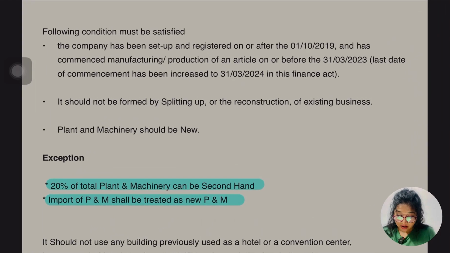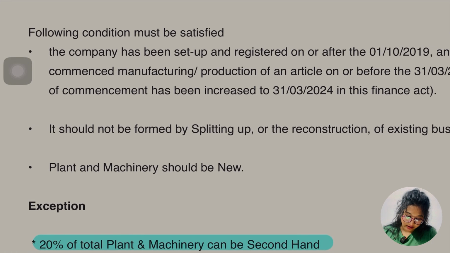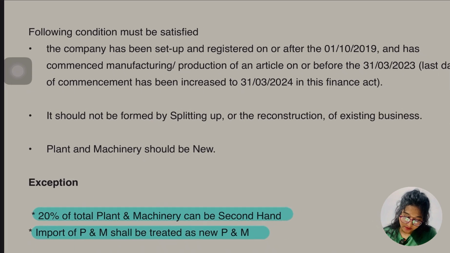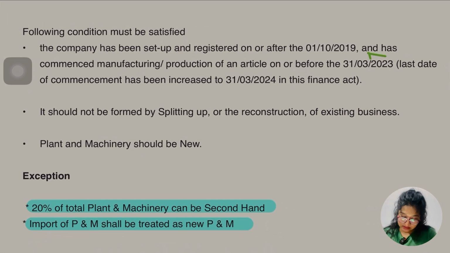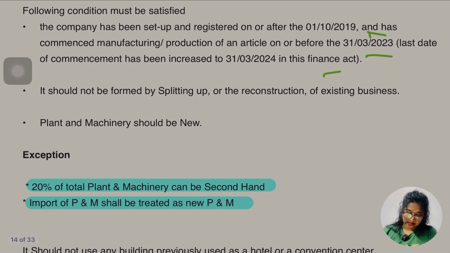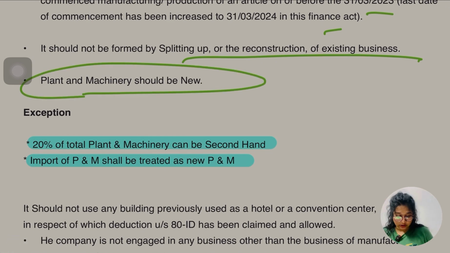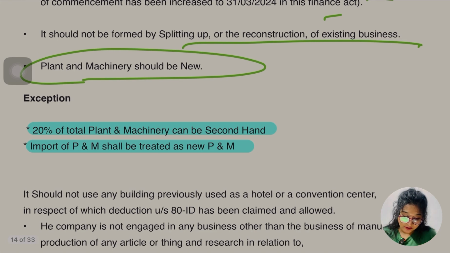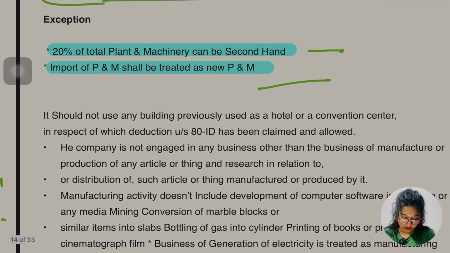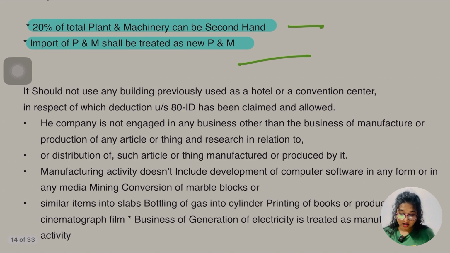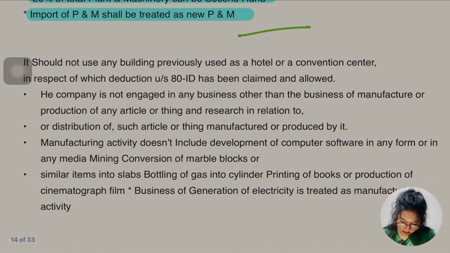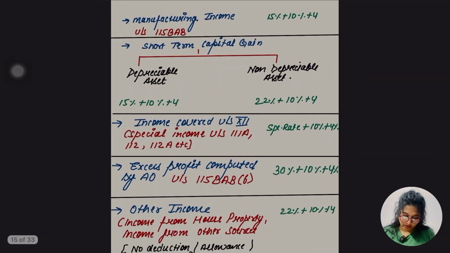Okay, there were some other points mentioned here, so let's go for it. The following conditions must be satisfied. The company has been set up and registered after the specified date, we know this, and commenced manufacturing production of the article on or before the specified date. It should not be formed by splitting or reconstruction, we know this. Plant and machinery should be new, but as I told you, there are two exceptions. 20% of the total plant and machinery can be second hand, and second, imported plant and machinery shall be treated as new plant and machinery. It should not use any building previously used as a hotel or convention center. Same thing.